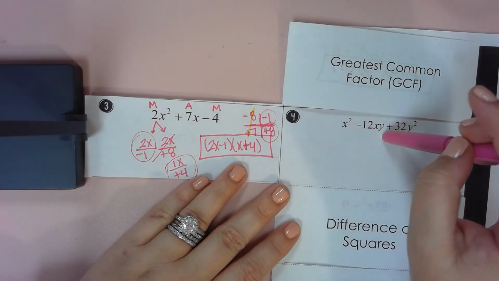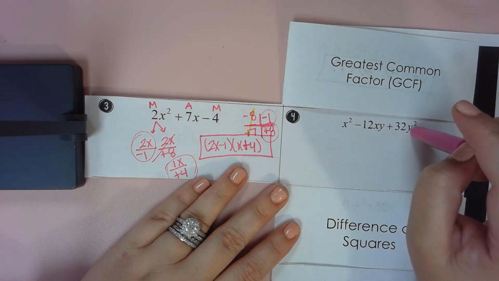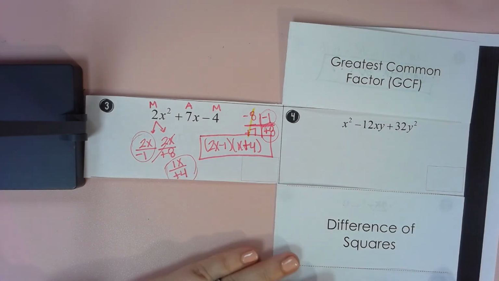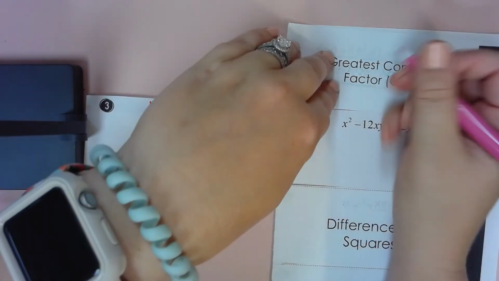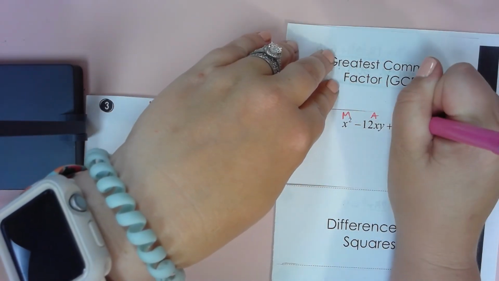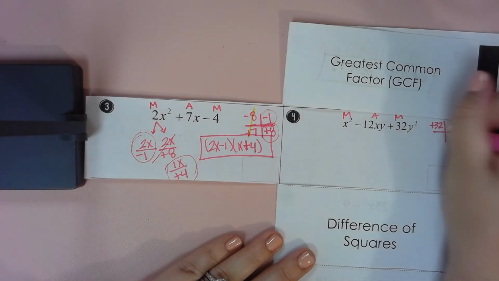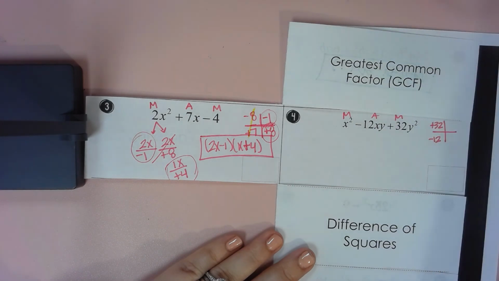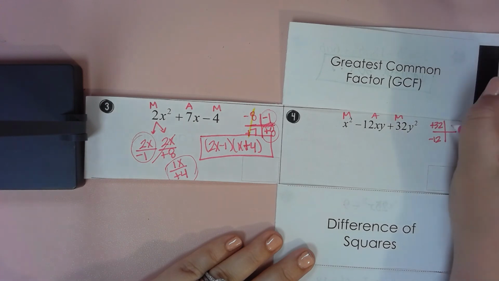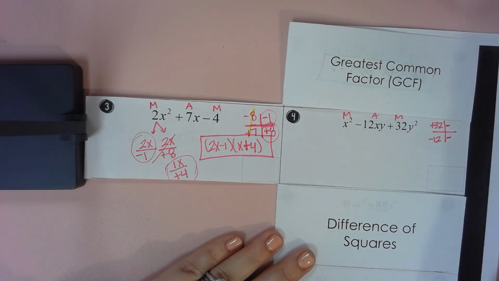Alright, this next one has a variable on the back, so we'll need to make sure we pay attention to that when we get to that point. I'm going to label the trinomial ma'am and draw my box. My multiply number is 1 times positive 32, and my adding number is negative 12. So if something multiplies to be positive but adds to be negative, that means both of these are negative. So what are two numbers that multiply to make positive 32 and add to make negative 12?